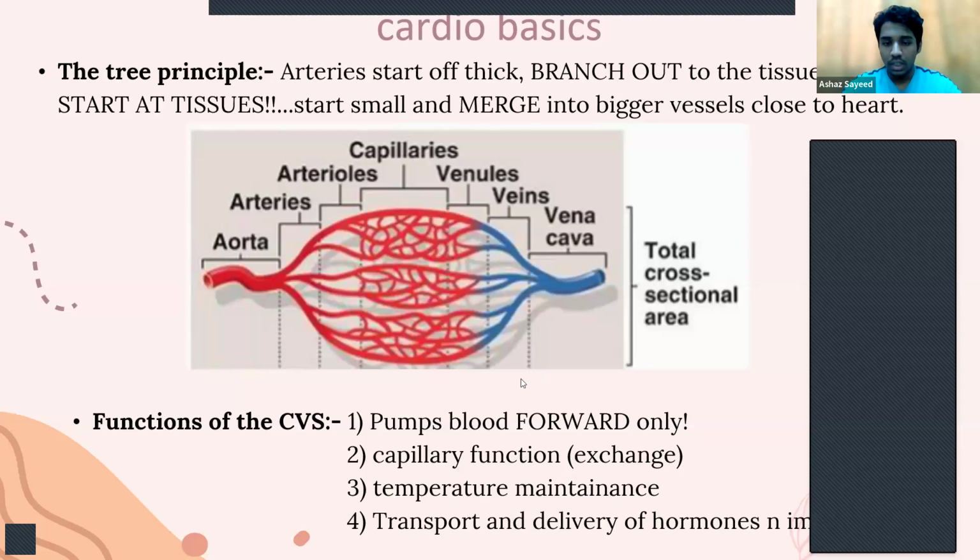And functions of the CVS: it pumps blood, obviously. And remember this, it pumps blood in one direction only, in the forward direction, which means arteries carry blood from the heart towards the system, towards the other tissues. And veins carry blood from the system back to the heart. It's never going to be possible that veins carry blood from the heart to the system. You get what I mean?